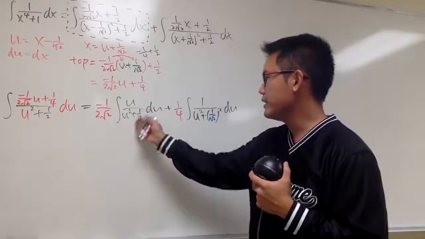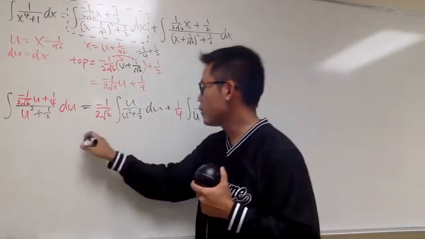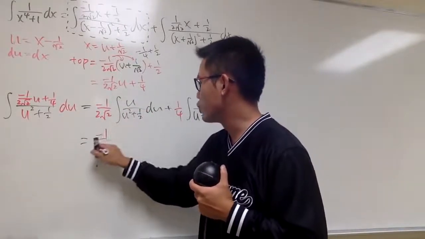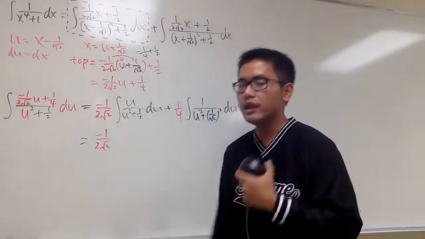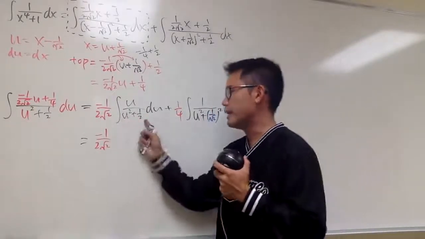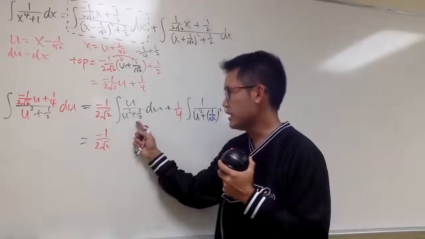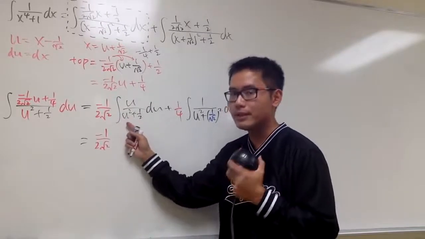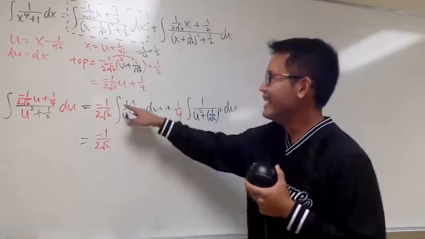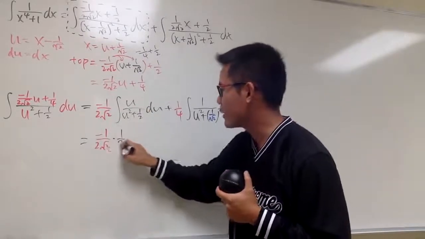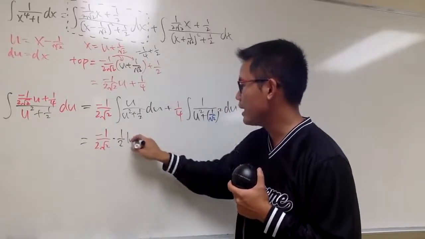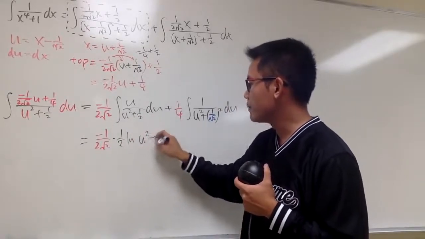And now, let's go ahead and integrate this and integrate that. So for this one, we still have the negative 1 over 2√2, right? And then to integrate this, you have to do another substitution. Maybe say w, let w equal to the denominator, and dw is going to be 2u du. And then you see that we only have a u on the top, so that means we have to have a 1/2 factor right here. And then you know it's going to be ln, and then the denominator is u squared plus 1/2.